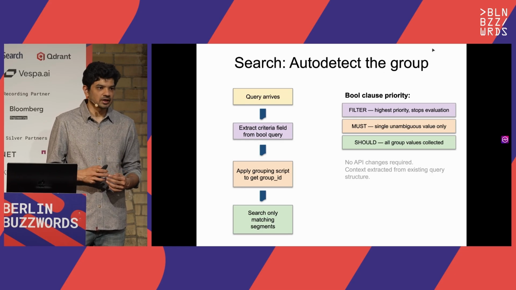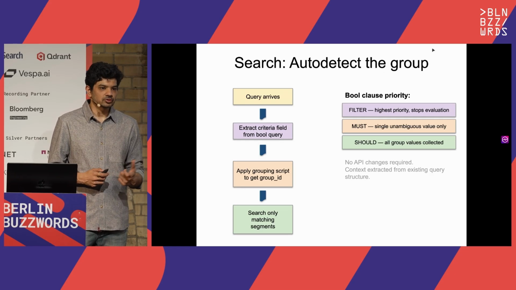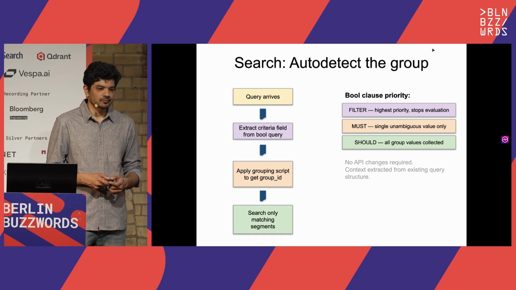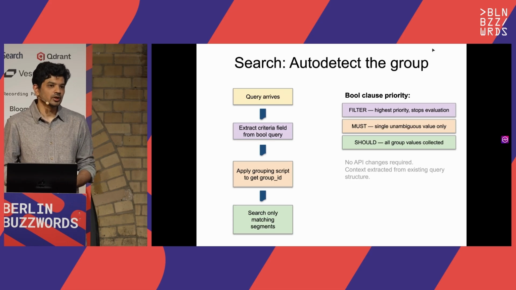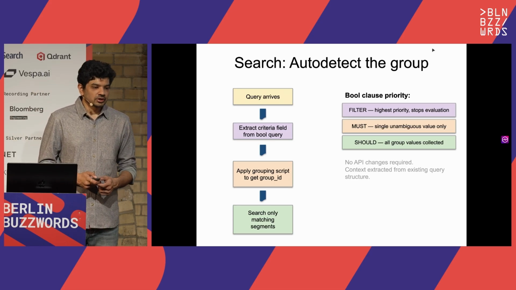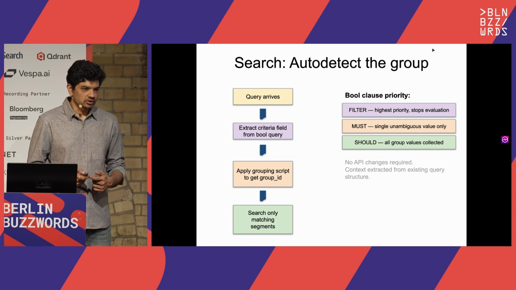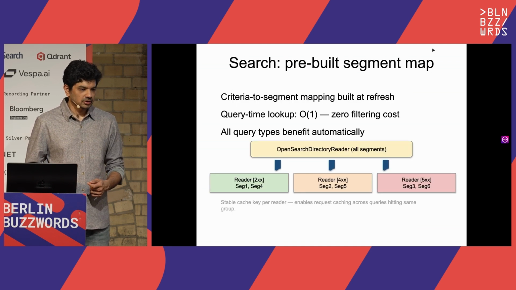Similarly, must is like an and clause. So as soon as we find that the grouping is 500 or 400 from the must clauses, we can just ignore the should clause. And if out of these clauses we don't find it, we just execute search on all of the segments. So it goes back to the fallback of traditionally going through each and every segment.